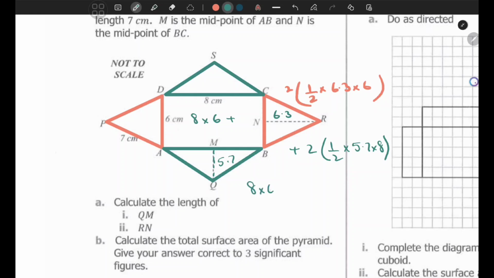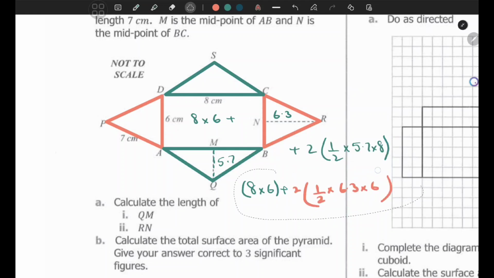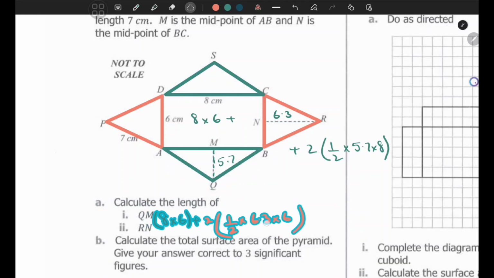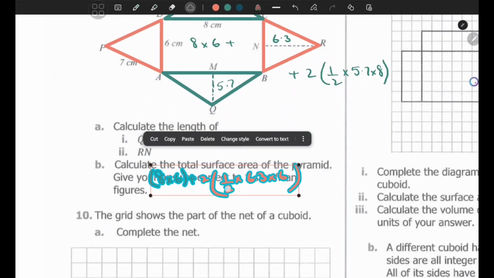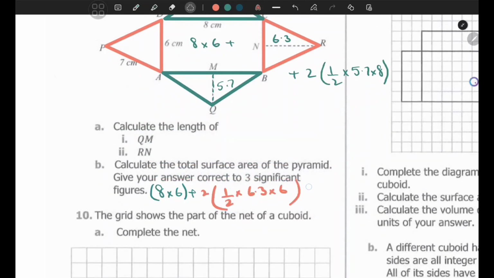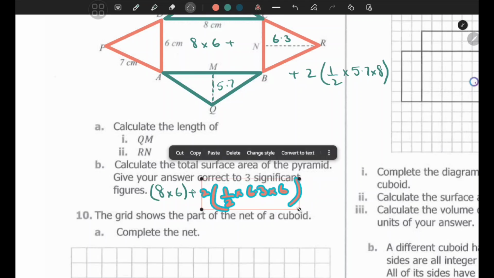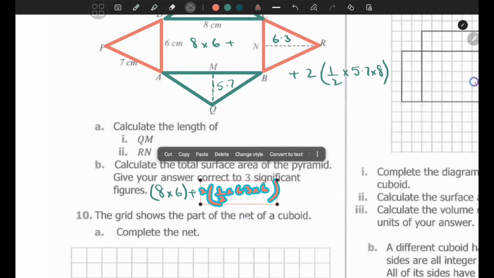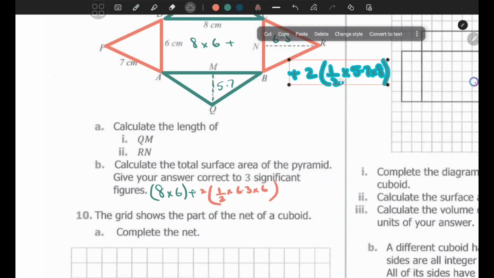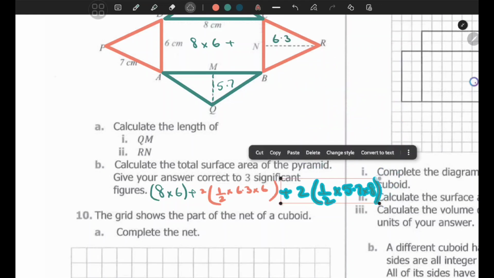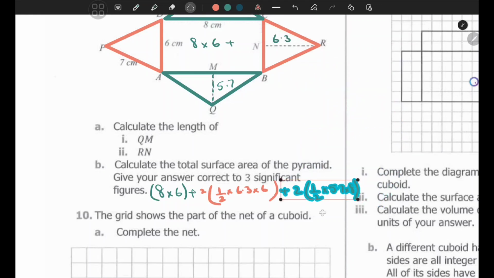So 8 times 6 plus and then you'll add this as well, which gives you the surface area.